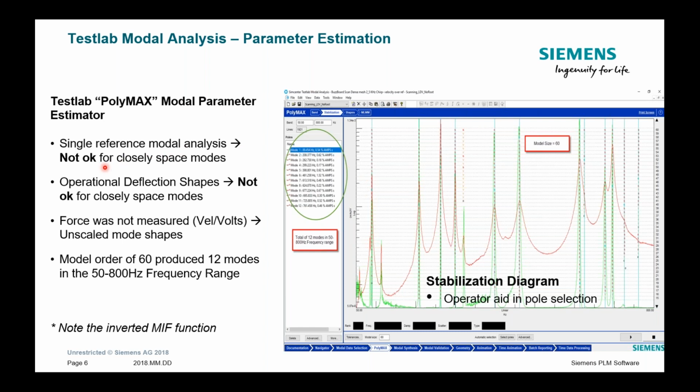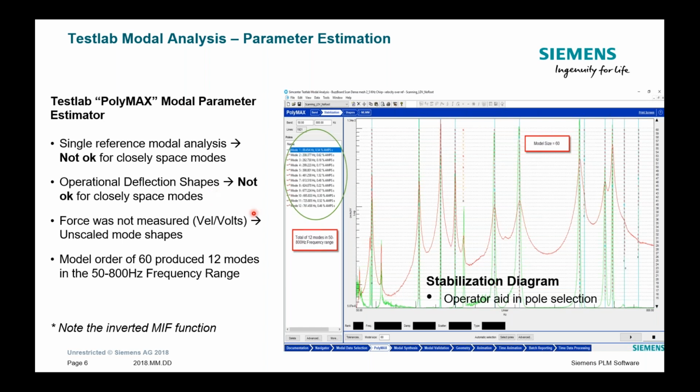We use a single reference in this case, and the example I have here, this buzzboard, was a really good example of when single reference modal analysis is not okay for closely spaced modes. And with operating deflection shapes, you've got to be careful, because it's just a deflection shape, not a mode shape, and so you can't discern between two closely spaced modes, because you're just basically generating a deflection shape from the peaks of the FRFs. So in order to discern closely spaced modes, you need to use modal analysis.